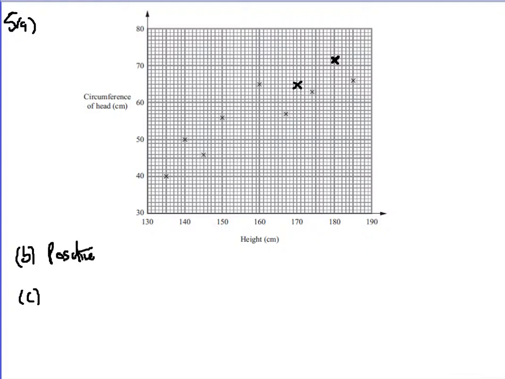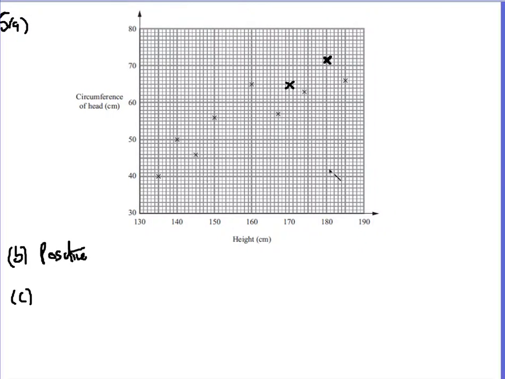For C, what you're attempting to do here is draw a straight line, so that the straight line will have an equal amount of points on either side. You'll try it with the ruler first of all, and you'll see there, if I draw there, we've got 1, 2, 3, 4, 5 there, 1, 2, 3, 4, 5 there, so that's about right, probably slightly lower, just to make sure that cross there is definitely on each side. So there's the line of best fit.